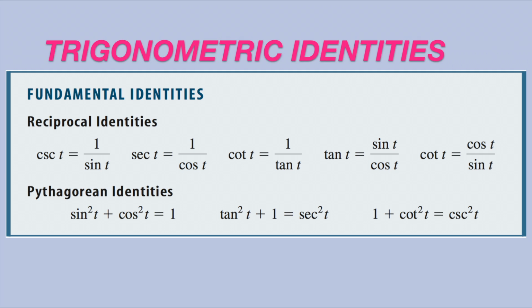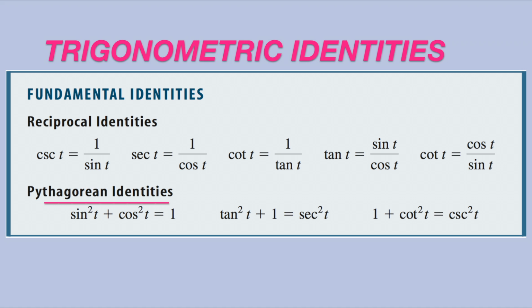Alright, now that we have all the basic information covered, it's time to get to the fun stuff. First, we are going to be looking at trigonometric identities. This is how different trigonometric functions are related to each other. The reciprocal identities are as follows. Cosecant of t equals 1 over sine of t, secant of t equals 1 over cosine of t, cotangent of t equals 1 over tangent t, tangent t equals sine t over cosine t, and cotangent of t equals cosine of t over sine t.